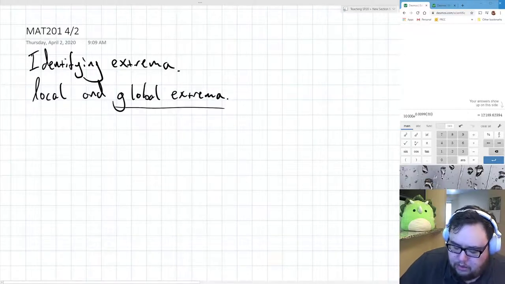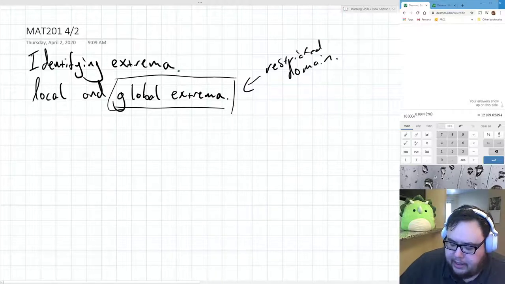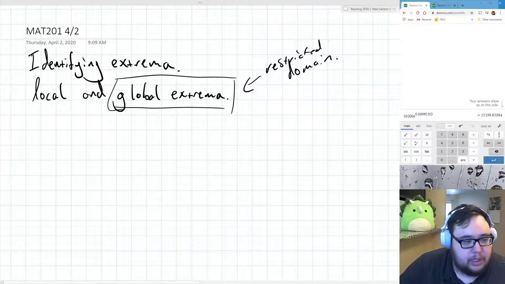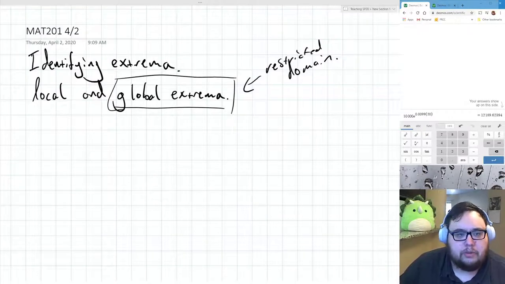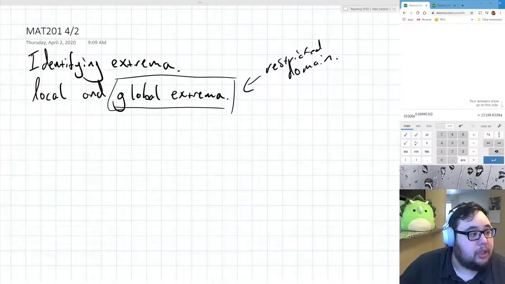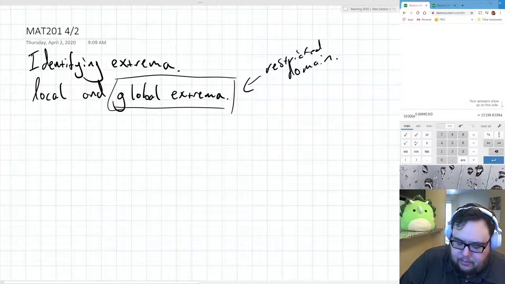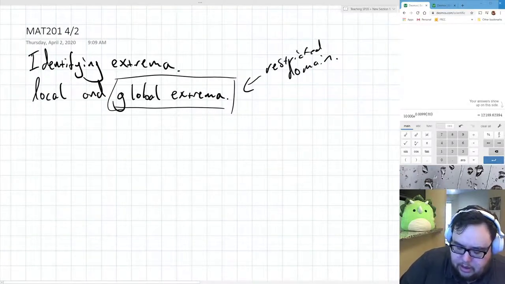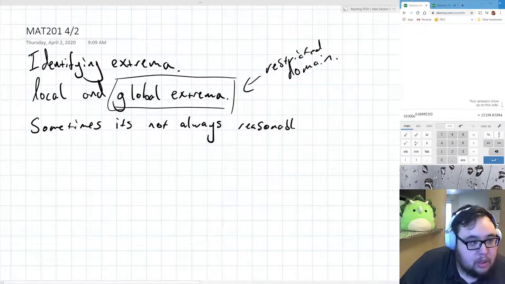In general, if you're looking to find global extrema, you're going to need a restricted domain. Global extrema is nice if you have a restricted domain and you can identify all of your points on it. Then, if the function is continuous, you can find an absolute maximum just by plugging in numbers. However, sometimes it's not reasonable to restrict the domain.